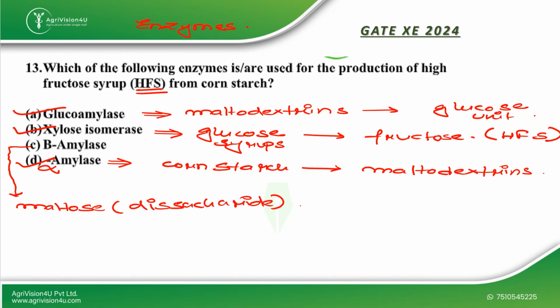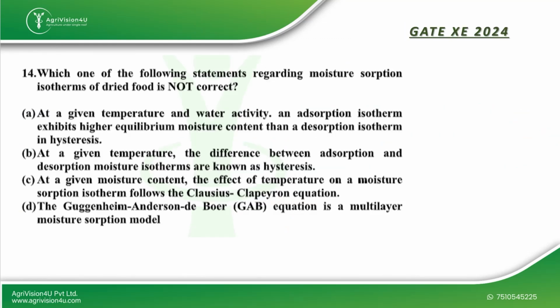So यहाँ पे हमारे correct options है option number A, B and D. So question number 14. Which one of the following statement regarding moisture absorption isotherm of dried fruit is not correct? Option A, at a given temperature and water activity, an adsorption isotherm exhibits higher equilibrium moisture content than a desorption isotherm in hysteresis.